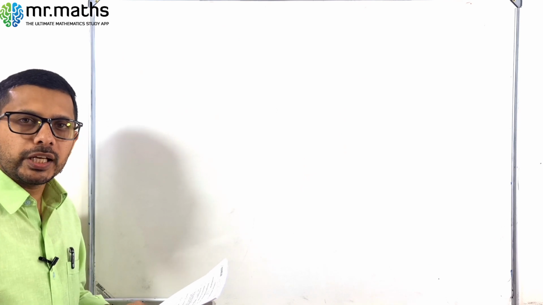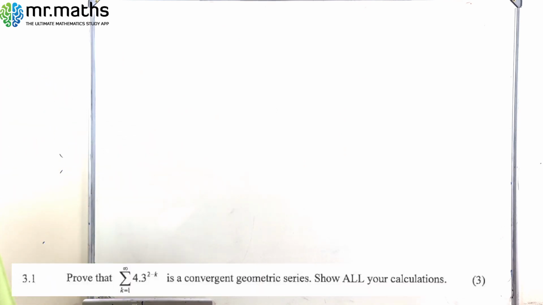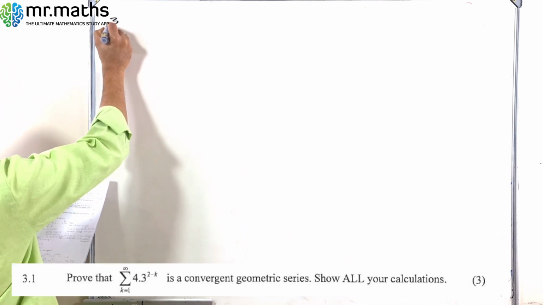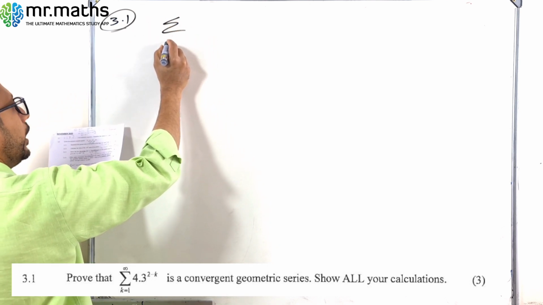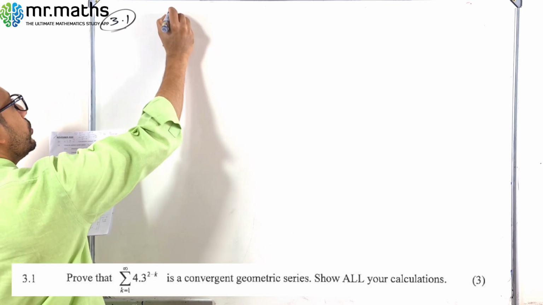Now let's move to the next question, question number 3.1. What is that question, guys? Look at that question. Prove that the sum from k equals 1 to infinity of 4 into 3 raised to 2 minus k is a convergent geometric series. Which one do we have to prove? This is question number 3.1.